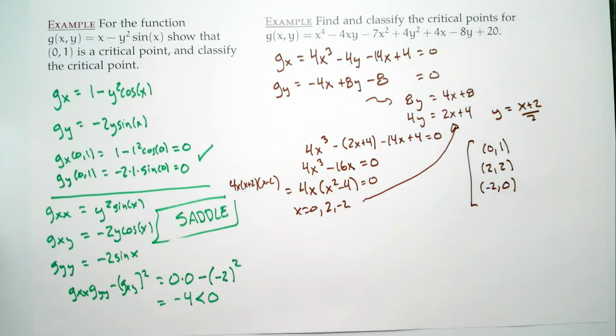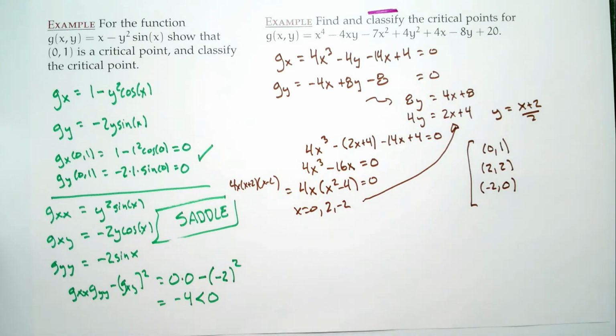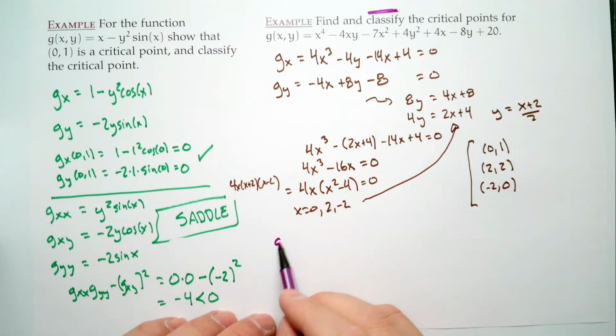Okay, so we've done the find. Are we done? Well, with the find, we are. But now the classify. Okay, so here we go. For the classify, after we've done the find, what's our next thing to do? Take the second derivatives, right? So, what is g sub xx?